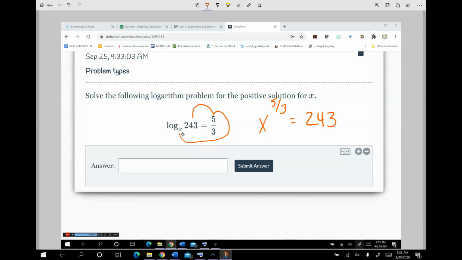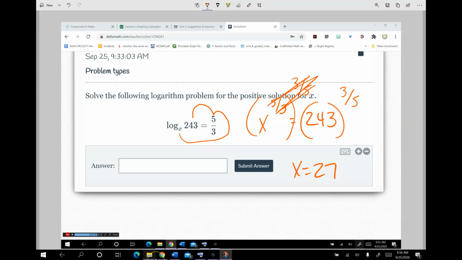To get rid of a rational exponent, you do the same thing as getting rid of a fraction. You multiply by the reciprocal. We're going to raise it to the reciprocal, so I'm going to raise both sides to the reciprocal power. It cancels out over here, but I'm going to raise 243 to the 3/5 power, and I get x to equal 27.